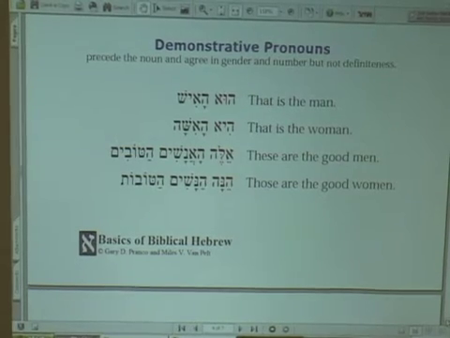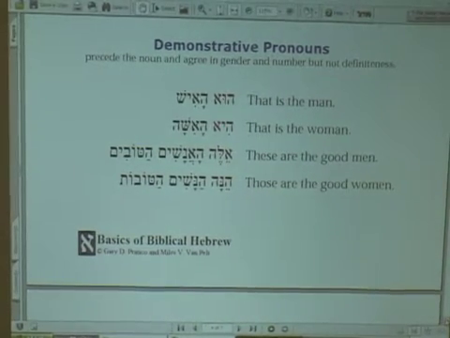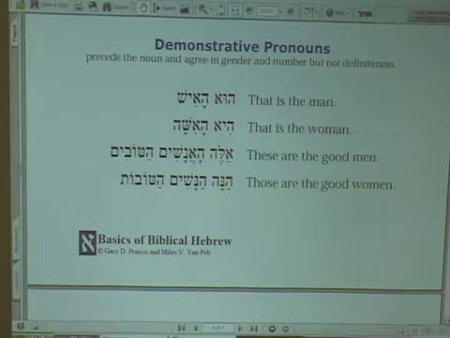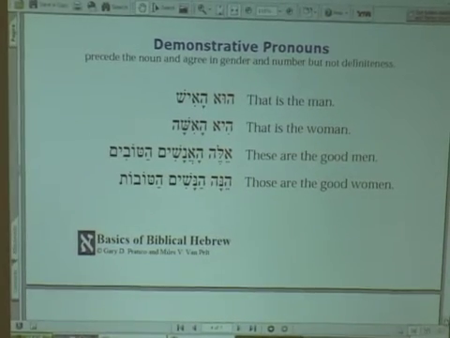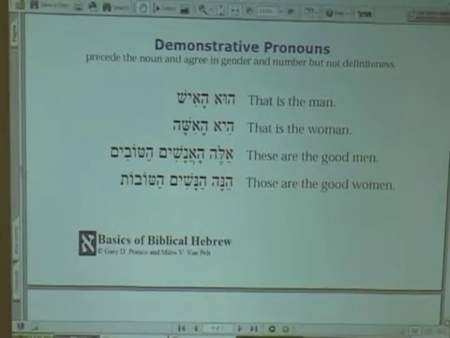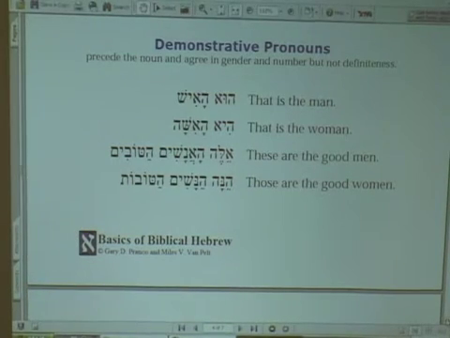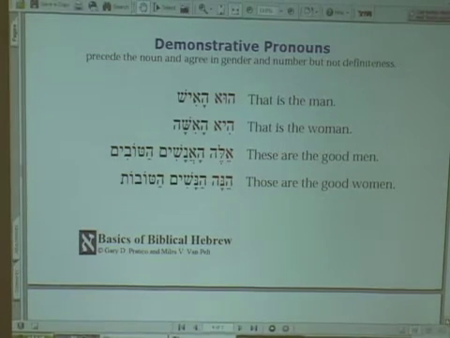Next phrase, hi haisha, that is the woman. Elech ha'anashim hatovim, these are the good men. Henna hanashim hatovot, last line, those are the good women. Okay.